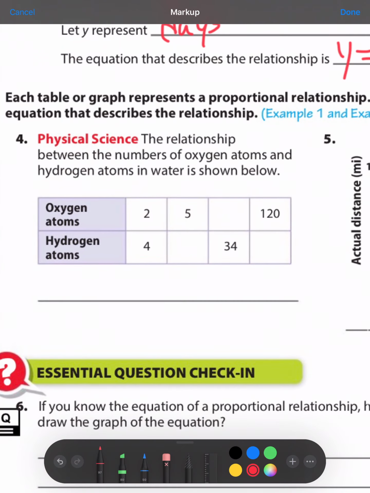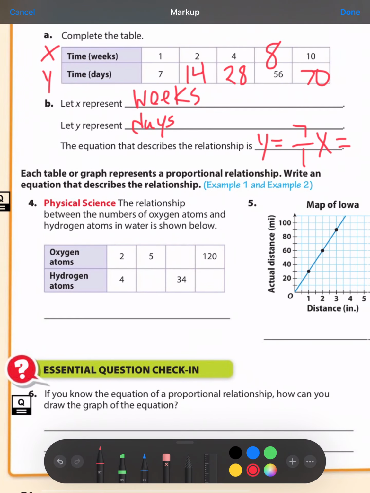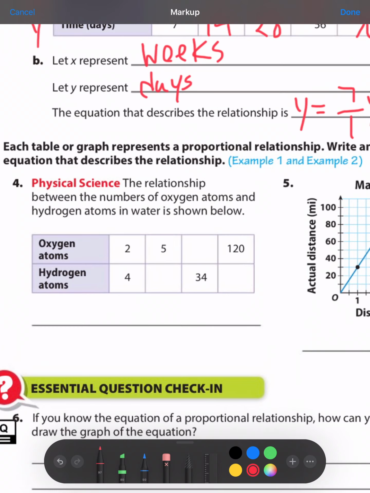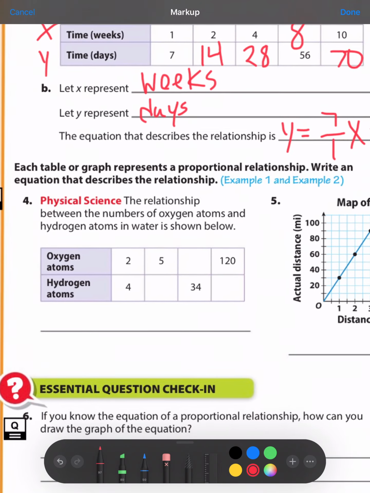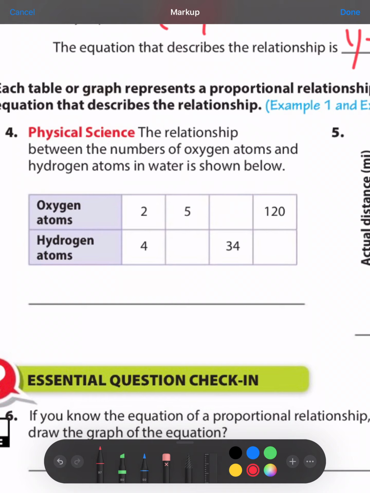Number 4, physical science. Oh, wait, I'm jumping ahead. Let me read all the directions. Each table or graph represents a proportional relationship. Write an equation that describes the relationship. So 4 is physical science. The relationship between the numbers of oxygen atoms and the hydrogen atoms in water is shown below. For every 2 oxygen atoms, there's 4 hydrogen atoms.